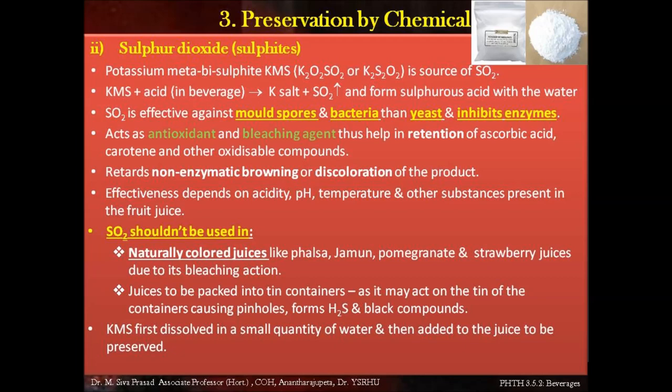So basically this sulfur dioxide is used in the form of a salt, like your potassium metabisulfite. This potassium metabisulfite acts as a source of sulfur dioxide. When this salt is added to the fruit juice, it reacts with the acid that is present in the fruit juice and starts liberating sulfur dioxide, which acts as a preservative.